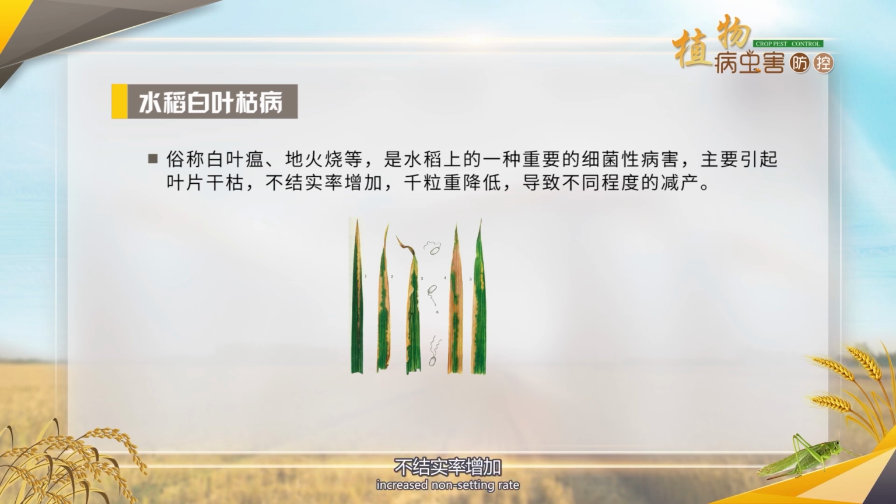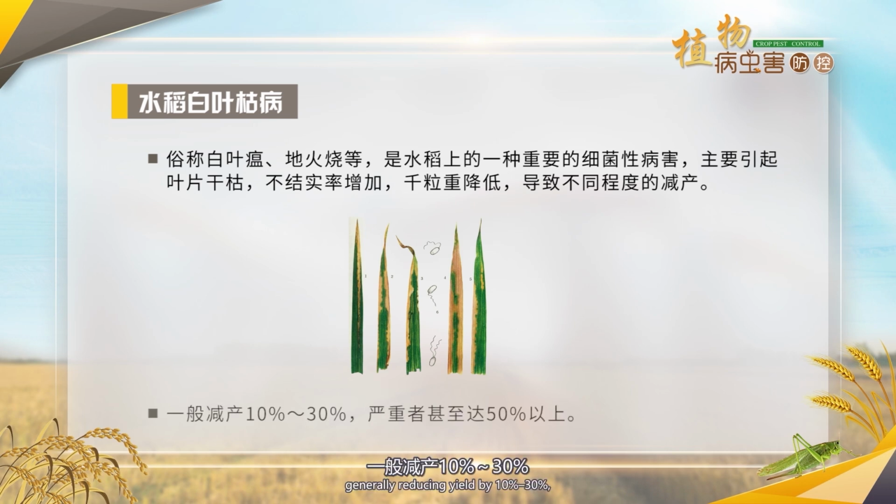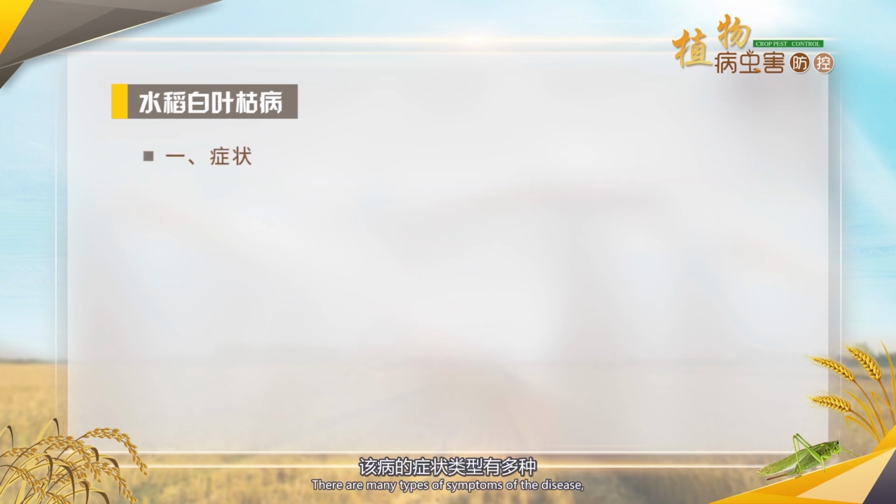In China, rice regions in East China, Central China, and South China are seriously affected, mainly resulting in dry leaves, increased non-setting rate, and reduced thousand seed weight, generally reducing yield by 10 to 30%, or even more than 50% in serious cases.